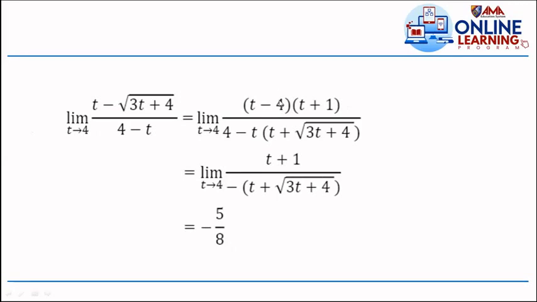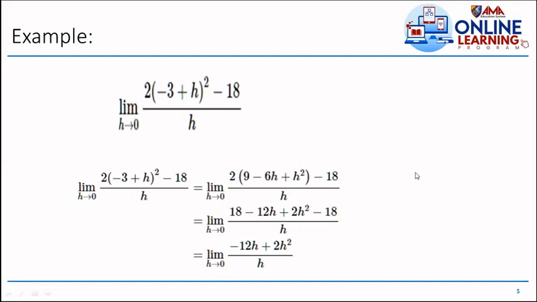So, t minus 4, these two will cancel, leaving the negative here. On top, t plus 1, t plus the square root of 3t plus 4. If we substitute our limit, 4 plus 1, we have 5. On the bottom, 4 plus the square root of 3 times 4, which is 12, plus 4 is 16. The square root of 16 is 4, plus 4, so we have negative 8. So your final answer will be negative 5 over 8.